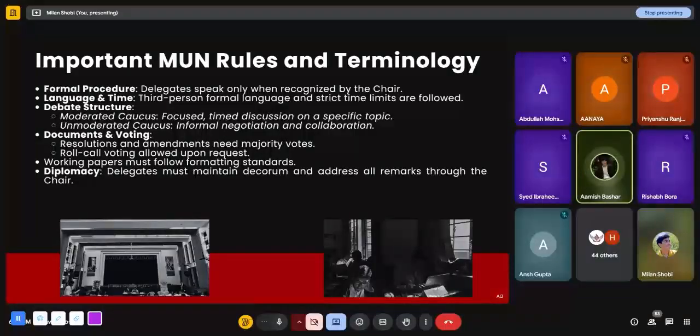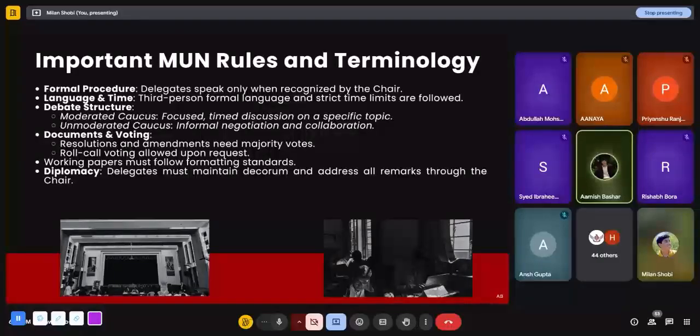So, what is MUN and how does it work? Model United Nations, or MUN, is a simulation of real United Nations conferences. Each of you represents a country or political leader and will debate important global or historical issues from their perspective. To make this fair and structured, we follow a formal set of rules.